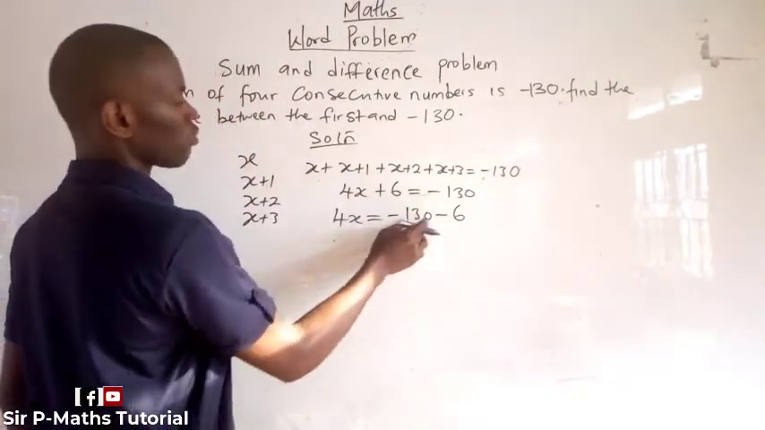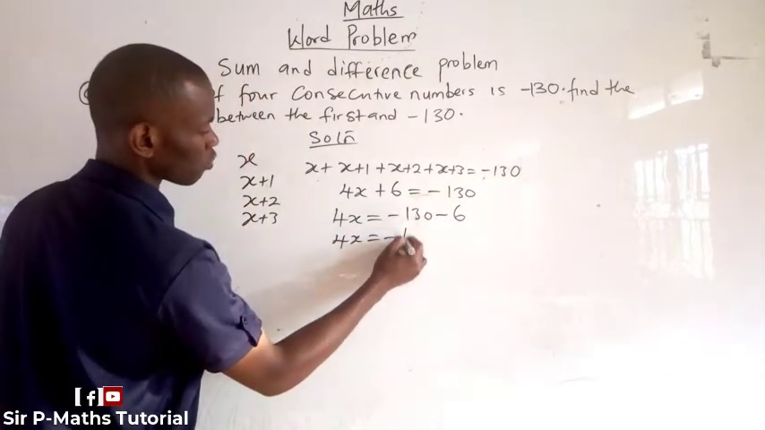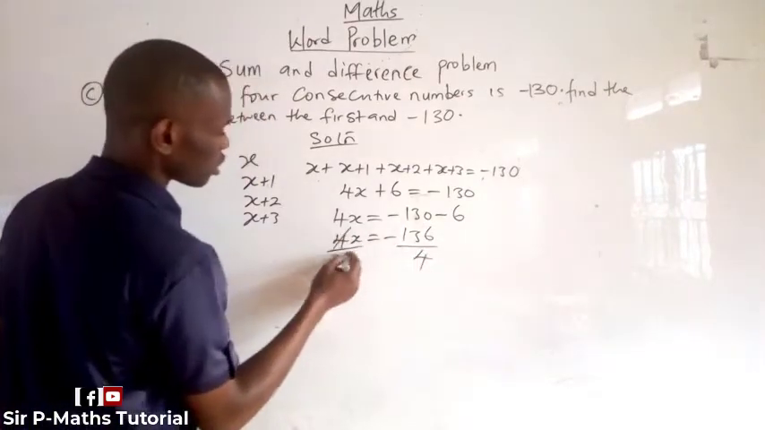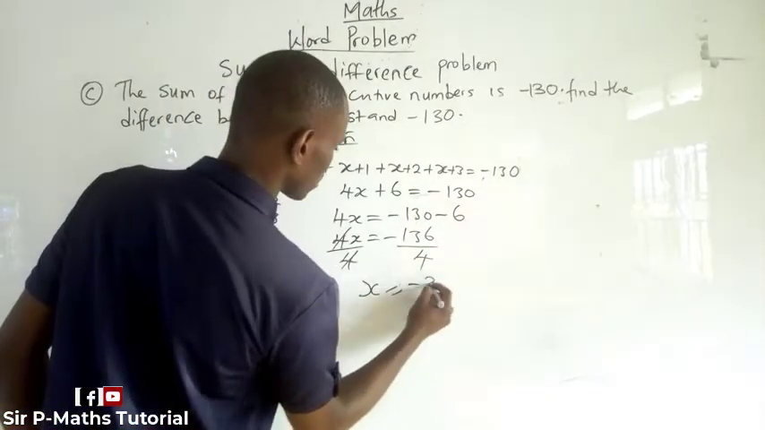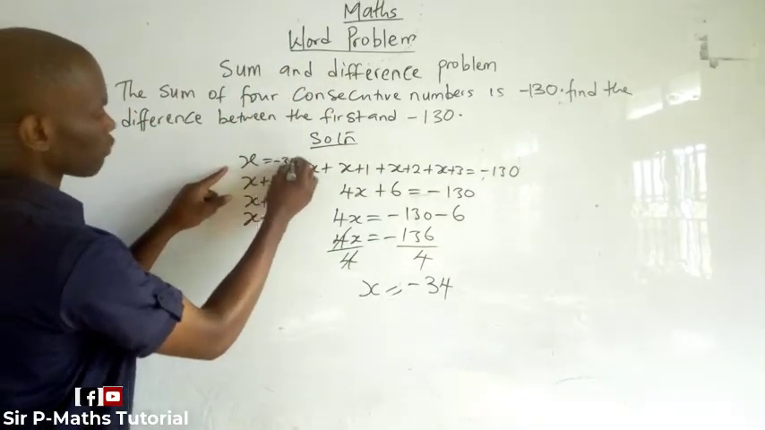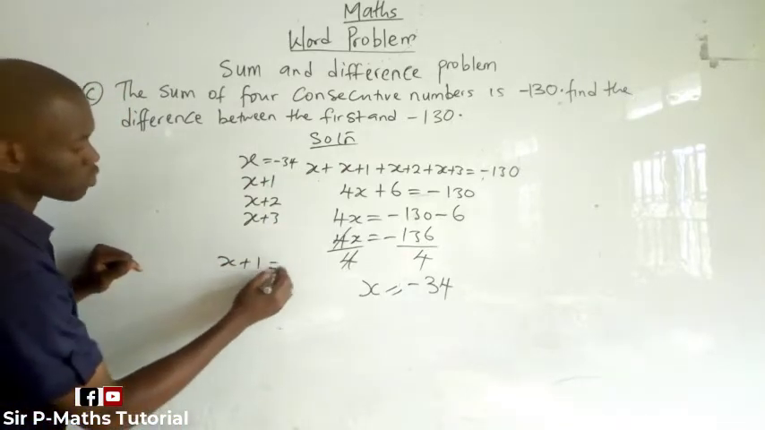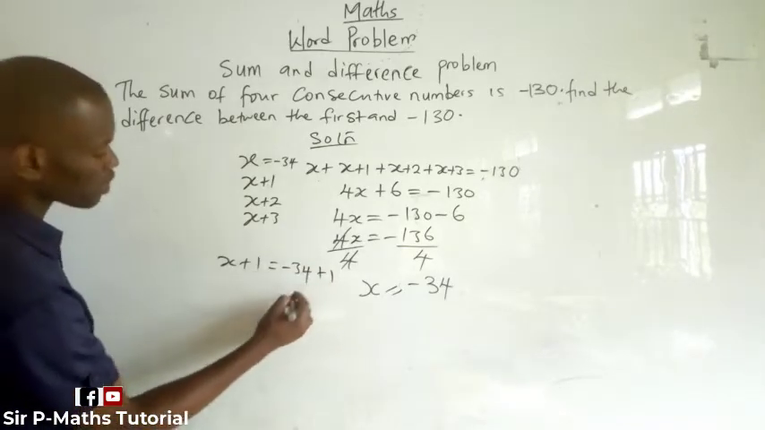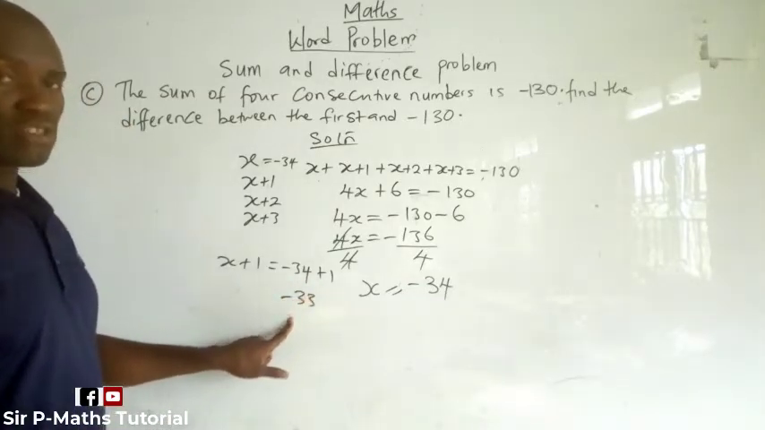Now, minus 130 minus 6 will give me minus 136. Therefore, we divide by 4. If 4 divides itself, that means my x is minus 34. Okay, so that means the first number is minus 34. To find the second number, we simply say that it is x plus 1, which will give us minus 34 plus 1. Now, minus 34 plus 1 will give me minus 33, because 34 is bigger than 1. Therefore, the outcome has to be negative.